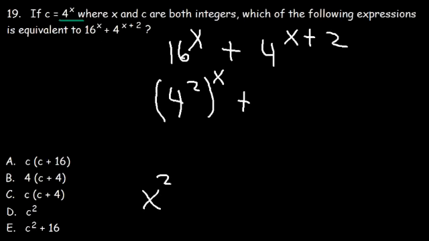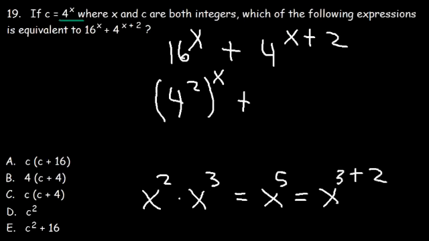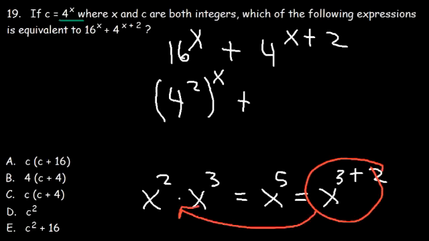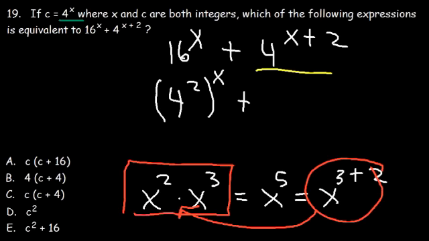Last time we went over this property of exponents. We said x squared times x cubed is x to the 5th power, which is the same as x raised to the 3 plus 2. So what we want to do is take an expression in this form and separate it into an expression that looks like what we have on the left. So therefore, if x raised to the 3 plus 2 power is equal to x squared times x cubed, then this expression, 4 raised to the x plus 2 power, is the same as 4 to the x times 4 squared. Because when you multiply common bases, you can add the exponents.